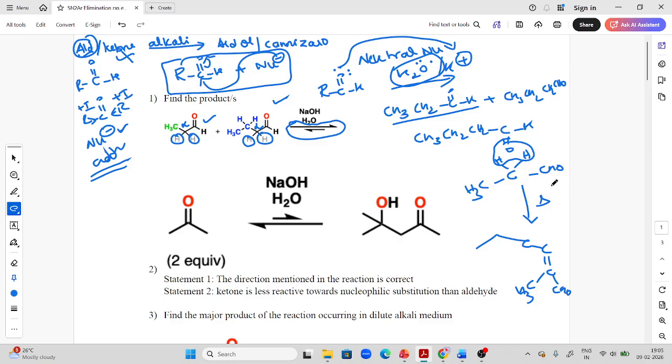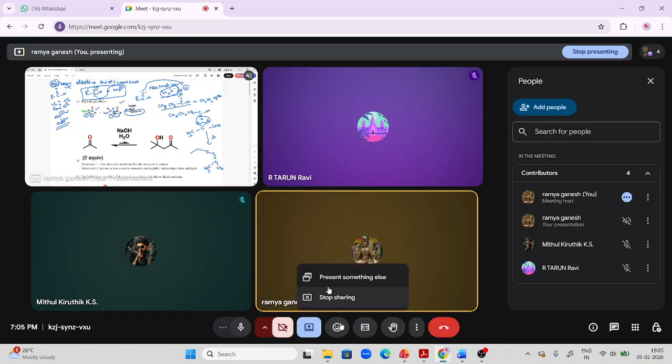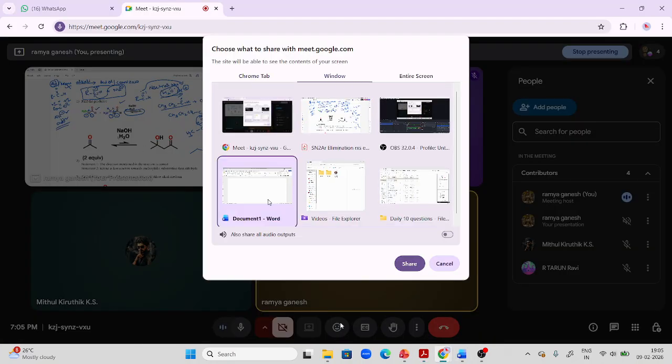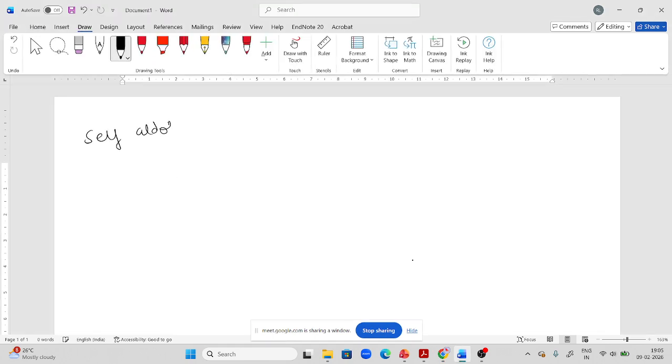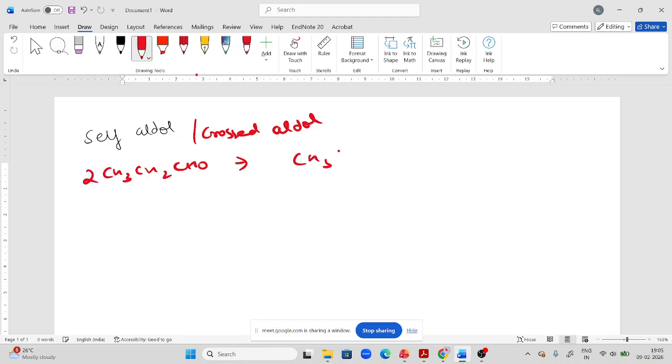All right. Now the question is, what is your major product here? There are multiple product possibilities, isn't it? Multiple product possibility I could have. I could go on for my self aldol reaction. Self aldol is also possible here. Crossed aldol is also possible here. Correct? That this could react with each other to form this product. Possibility is there.